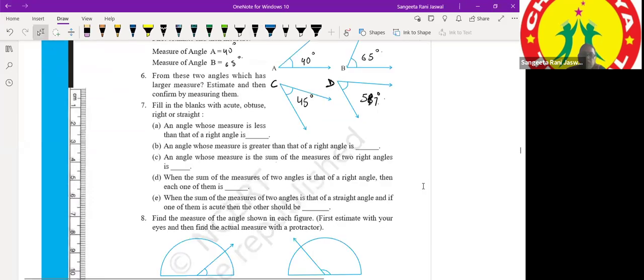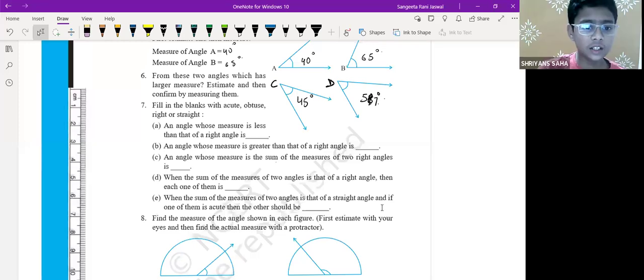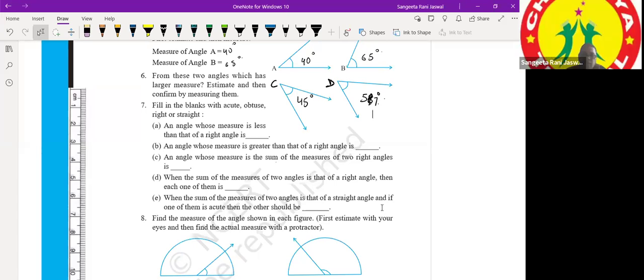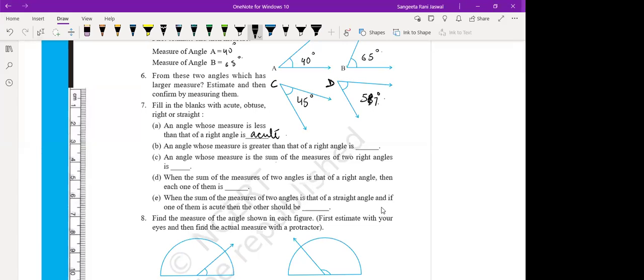Fill in the blanks with acute, obtuse, right and straight. Okay, let's read the first one. Shreyansh, read the first one. An angle whose measure is less than that of a right angle is an acute angle. Acute. Adya, read the next. An angle whose measure is greater than that of a right angle is, ma'am, an obtuse angle.